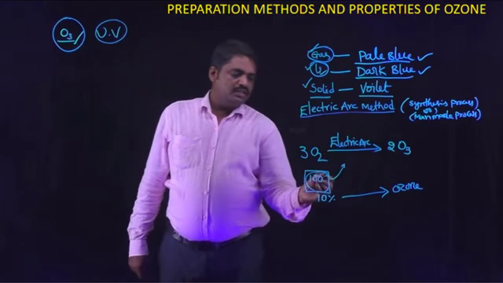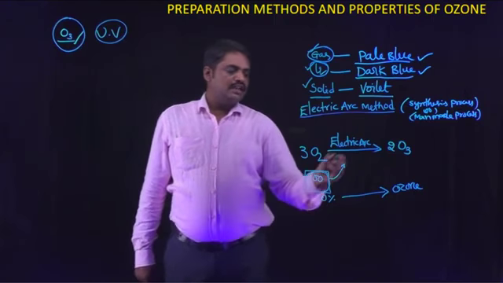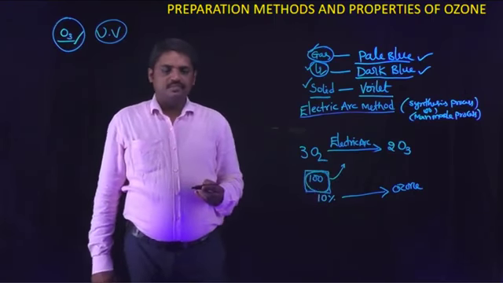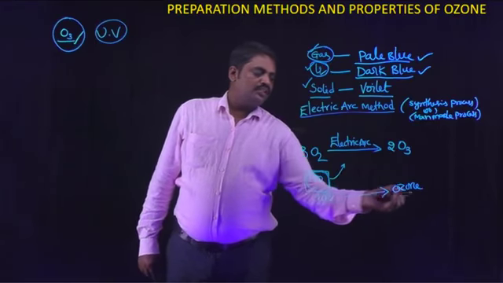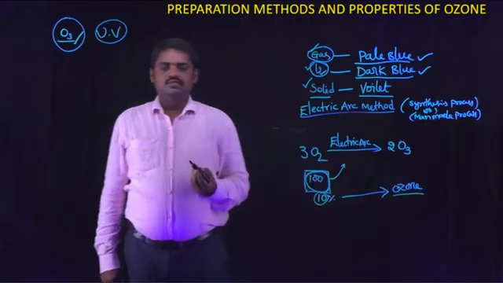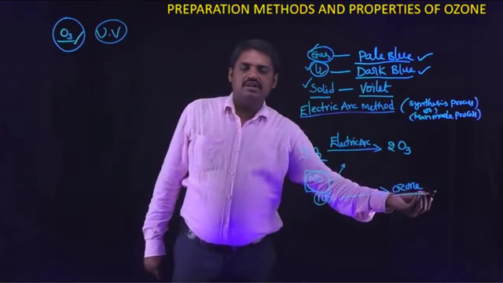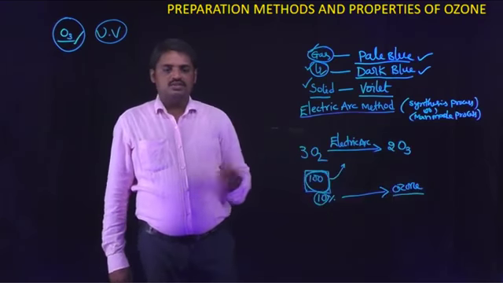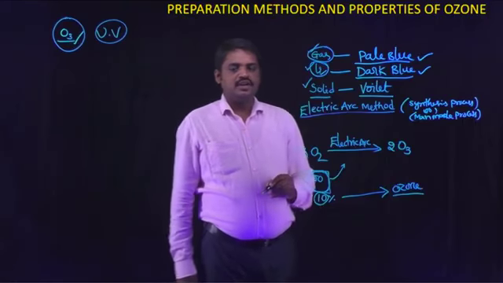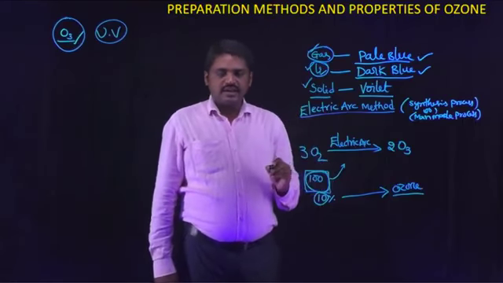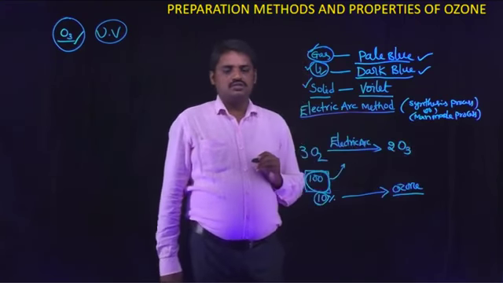For example, this container contains 100 dioxygen molecules. When it reacts with an electric arc, only 10 molecules are converted to ozone. This means 10% of the dioxygen molecules are converted to ozone molecules. This is an important point in this preparation method.